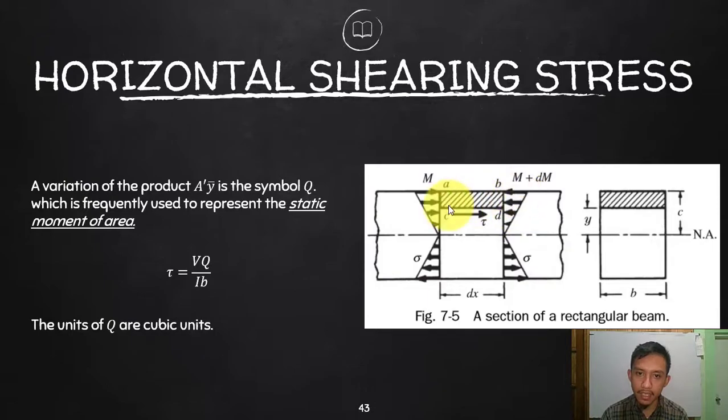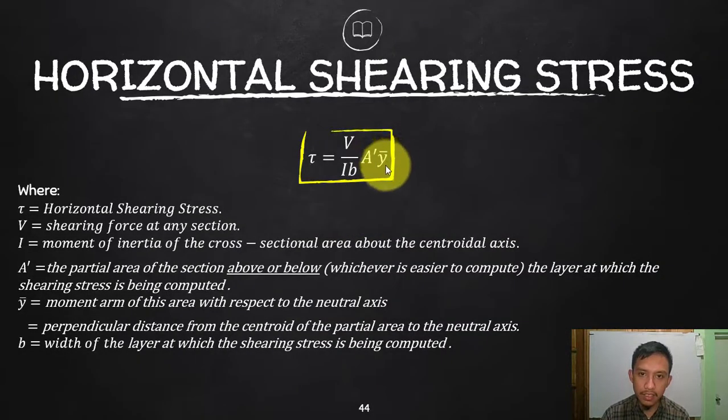Since again, it is not only your y bar that changes, it will also be your A prime. So even as we go away from the neutral axis, your y bar is increasing, but your area is decreasing. And which one affects more, the distance or the area? Of course, your area, since these are two quantities multiplied together, and your y bar is just a single quantity. So your area affects the stress more than the distance.